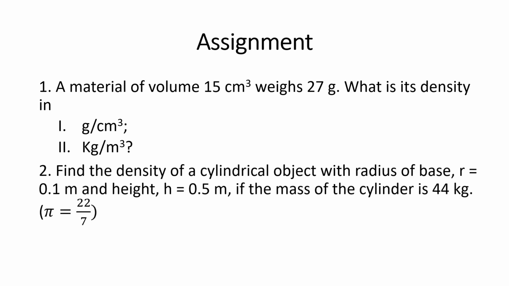Then the second question. Find the density of a cylindrical object with radius of base r equals 0.1 meter and height h equals 0.5 meter, if the mass of the cylinder is 44 kg. Pi equals 22/7. So this is our 2 take-home assignments.